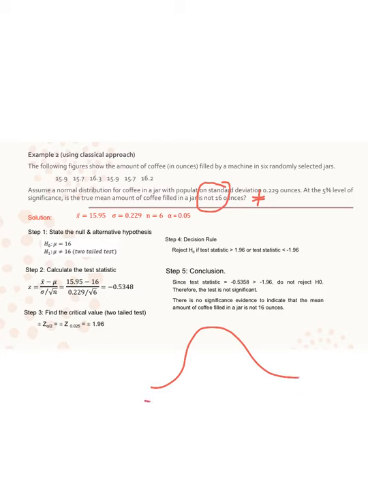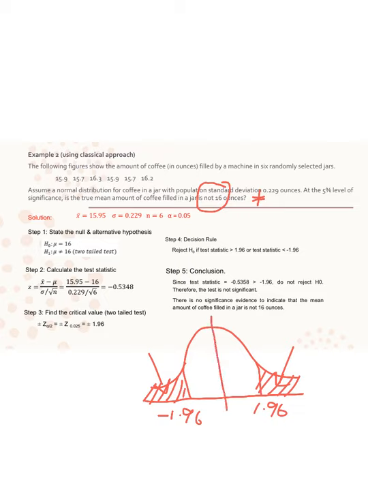Okay, look at this figure. Since this is a two-tailed test, our rejection region should be at the left and right. So this is our rejection region. At the right side is 1.96. At the left side is negative 1.96. So we will reject H naught if our test statistic falls in this rejection region, either one lah. Okay, so look at the Z value that we get. We get negative 0.5348.